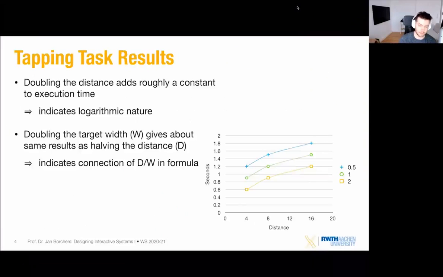Okay, so here we have this again. What we saw here is that doubling the distance adds roughly a constant to execution time, which indicates the logarithmic nature that we saw. Doubling the target width gives about the same results as halving the distance, which indicates that we have a connection of d divided by w in this formula. So we were kind of good with this.